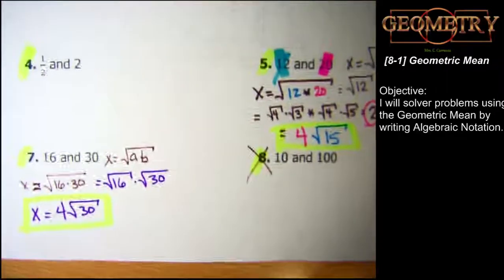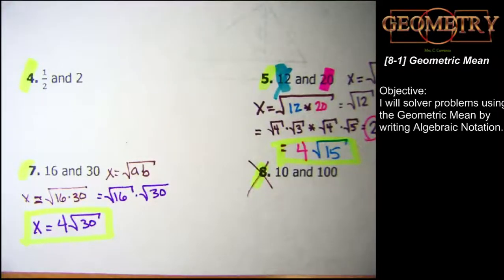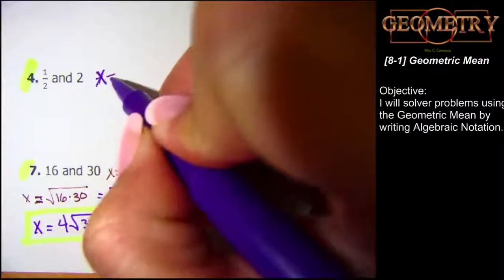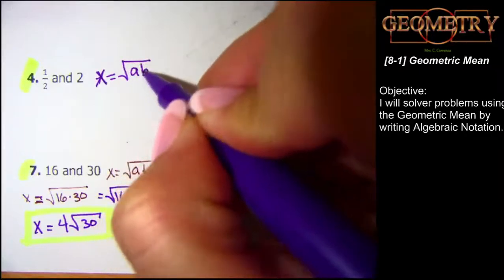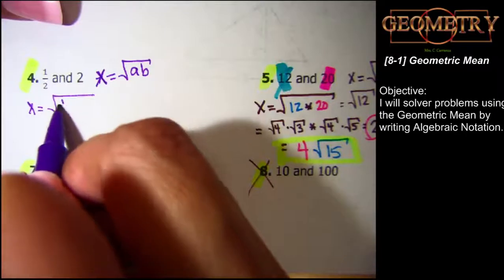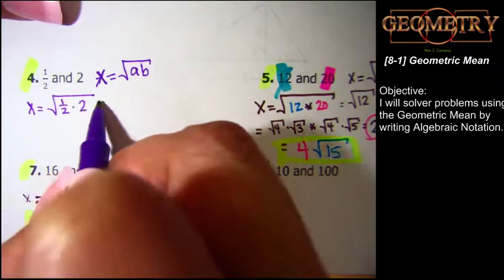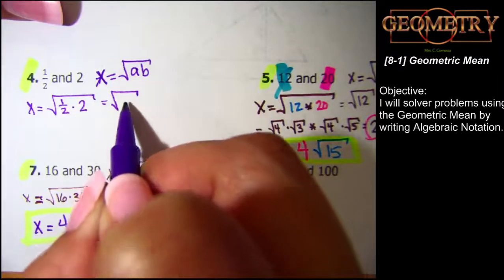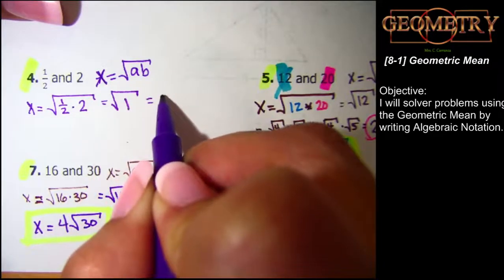All right, you asked me to skip number 8, so we're going to jump up to number 4. Number 4, same as all of them. X, the geometric mean, equals the square root of a times b. One of them is a, one of them is b. So this is 1/2 times 2. What is 1/2 times 2? 1. What's the square root of 1? 1. And you're done.